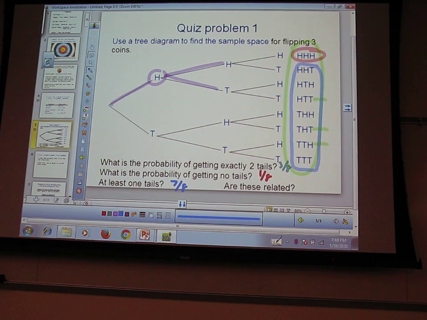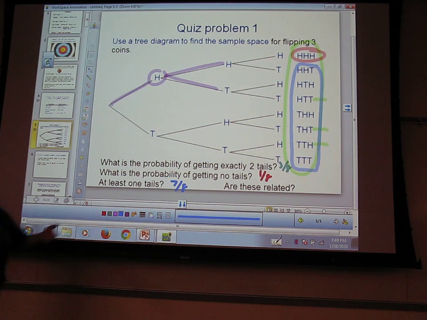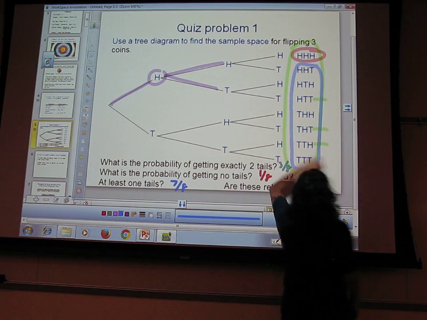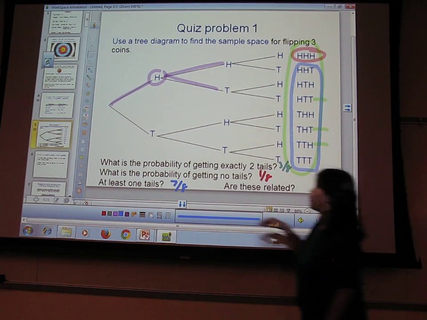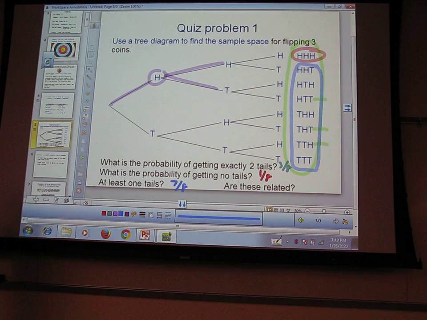Are those 2 related? Do they have some sort of connection, I should say? What's the connection? They're kind of opposites. What's the official word we use? Complements. Because when you add them up, they make the whole thing. The red group and the blue group make the whole sample space. They're complements. So it means when you add those up, they better add up to 1 or 100%.